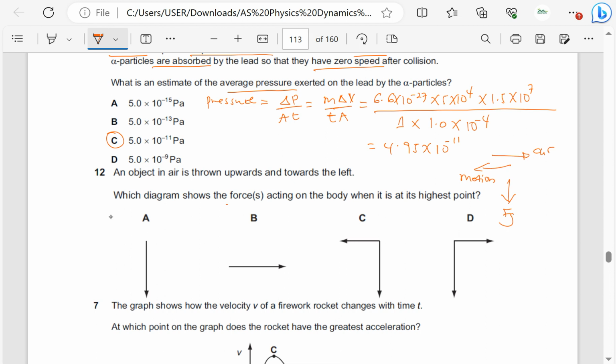So which diagram shows the forces acting on the body when it is at its highest position? The answer is going to be D. The force due to gravity is downwards, so this one is out, as it ignores air resistance. Gravity is downwards, but since motion is to the left, air resistance is in the opposite direction to the motion, so that is to the right. So the answer is going to be D.